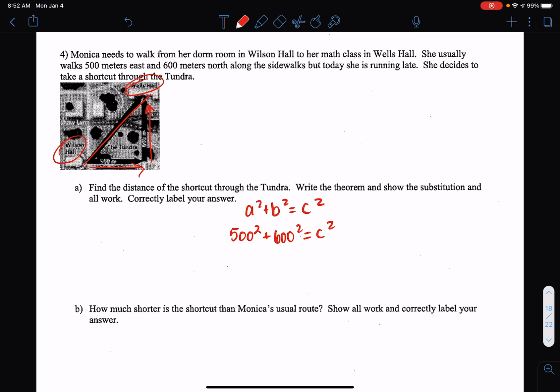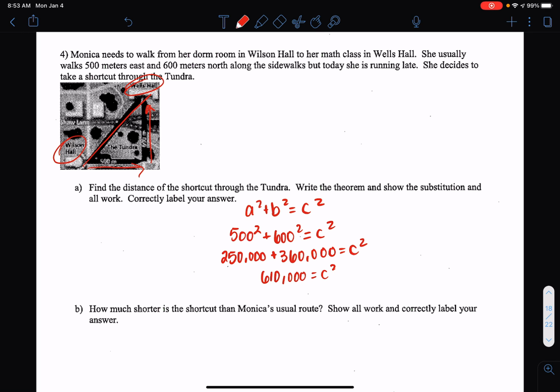I go ahead and simplify. 500 squared is going to give me 250,000 plus 600 squared is going to give me 360,000 is equal to c squared. Okay, I still can simplify one more by adding those two numbers, which is going to be 610,000 is equal to c squared. Okay, so 250,000 plus 360,000 is going to equal 610,000.